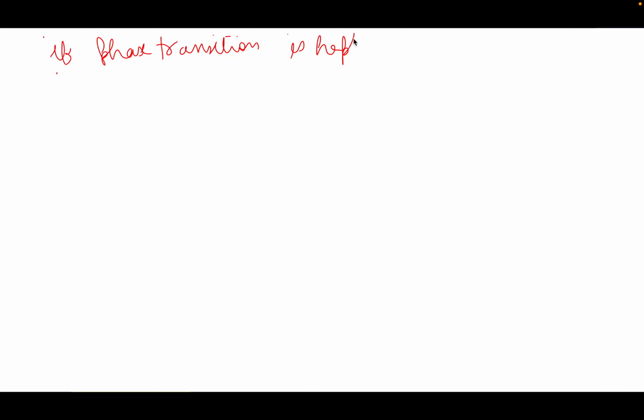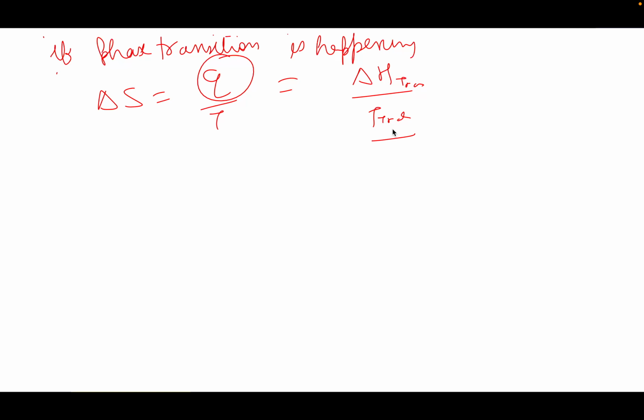And if a phase transition is happening, then delta S is equal to Q by T. So this Q is the enthalpy of transition, and this temperature is the temperature of transition. So delta H of transition divided by T of transition. This is the entropy.